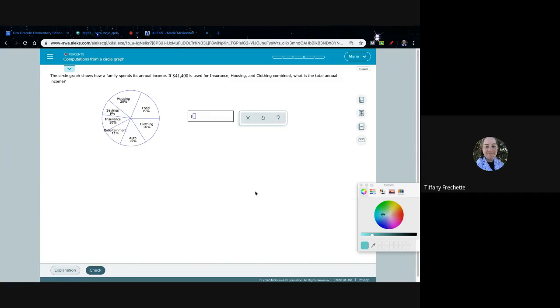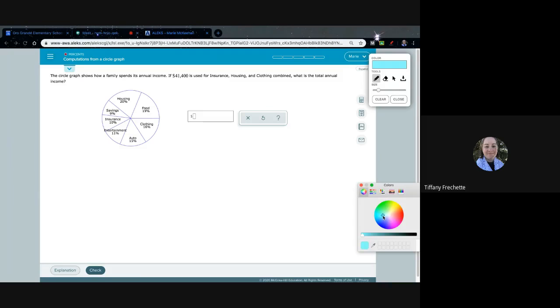So a circle graph shows how a family spends its annual income. If $41,400 is used for insurance, housing, and clothing combined, what is the total annual income? All right, so let's go ahead and click on our pen here. And I've got to darken this up a little, or it's too bright.